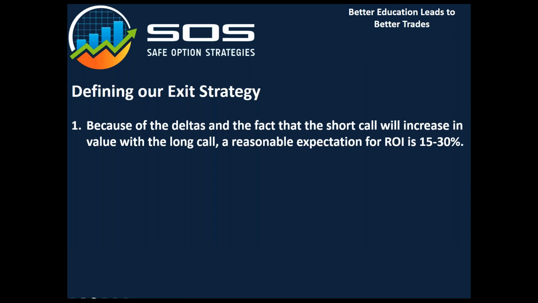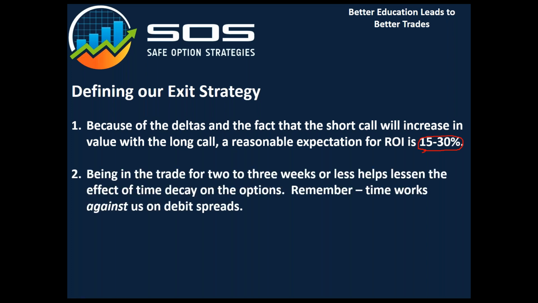Because of the deltas, and because of the fact that the short call is going to increase in value with the long call, as we talked about a little at the beginning, somewhere between 15 to 30% return on investment is usually going to be ideal. Remember, we want to get this 15, 20, 25%. We'd like to get it in 2 to 3 weeks. We're looking for the big, fast movement on these options by being in the trade for 2 to 3 weeks or less.